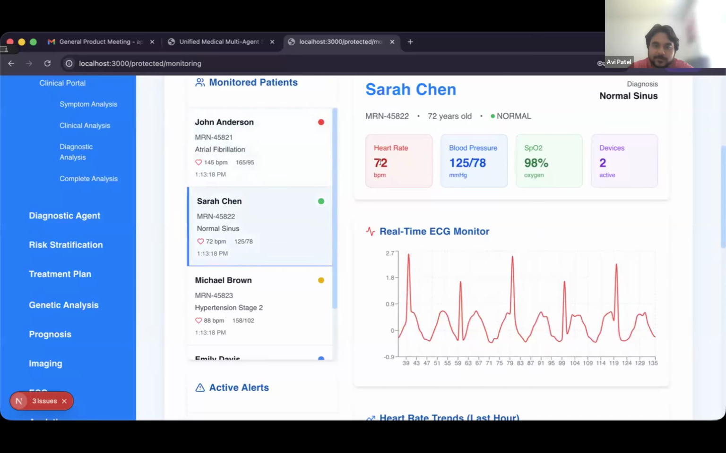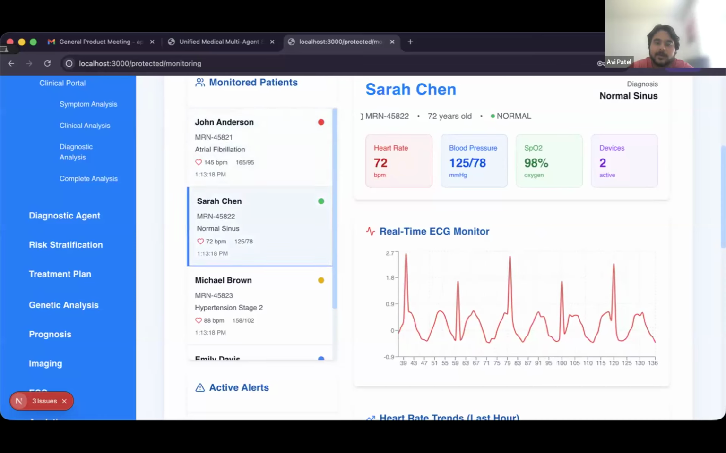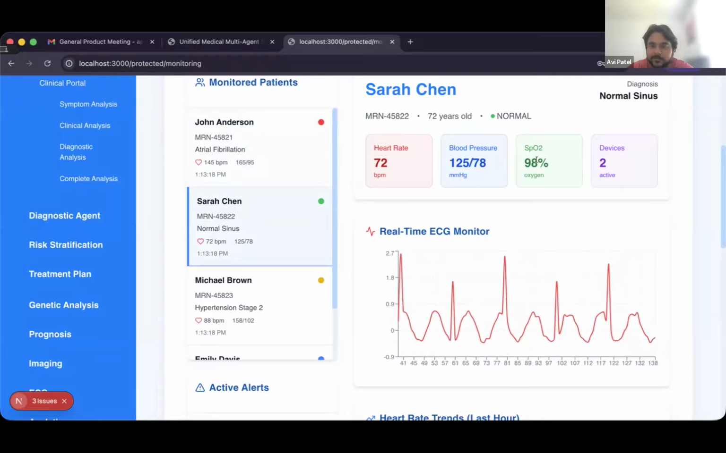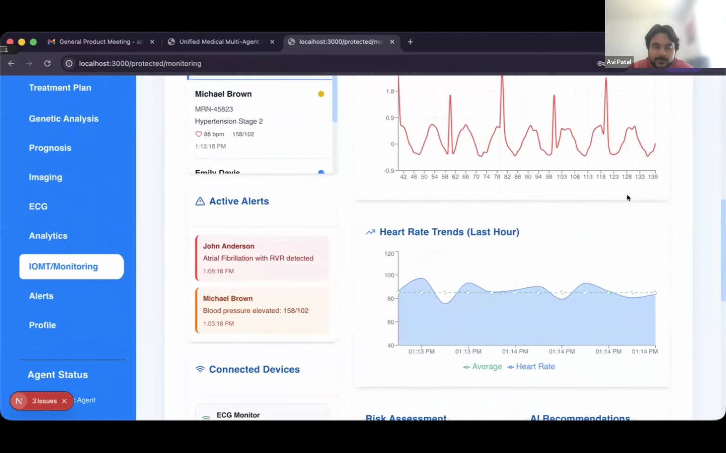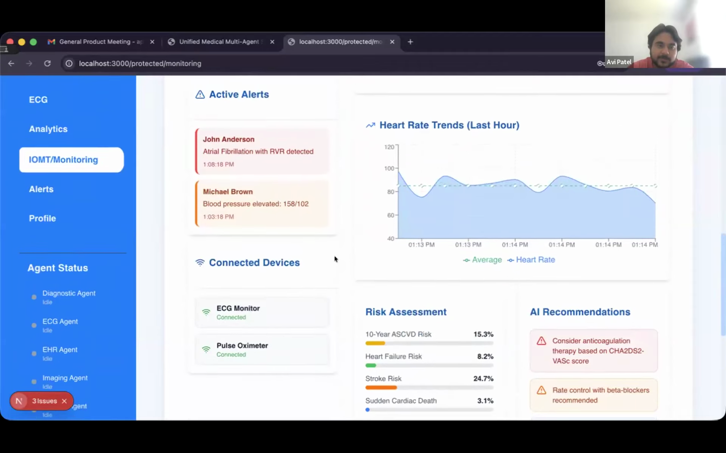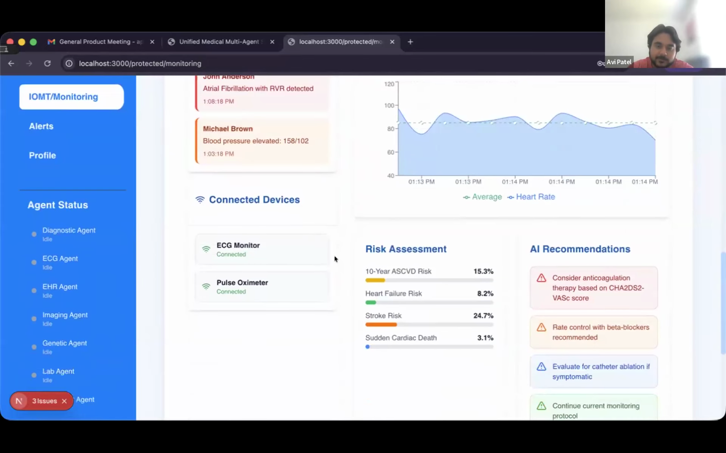Our next patient is Sarah Chen. Her MRN number, her physiological data, heart rate, blood pressure, oxygen, her device is connected. We can see that she has an ECG monitor and a pulse oximeter, and she currently doesn't have any active alerts. And I'll give it over to Samson to talk about the risk assessments and the AI recommendations.